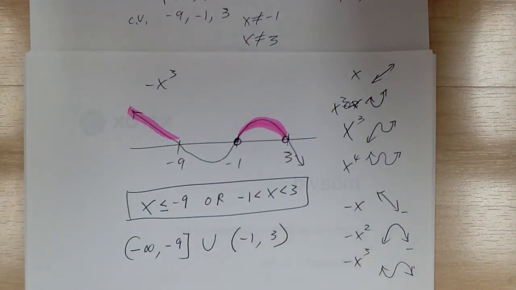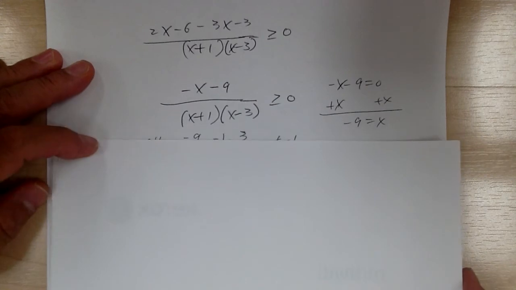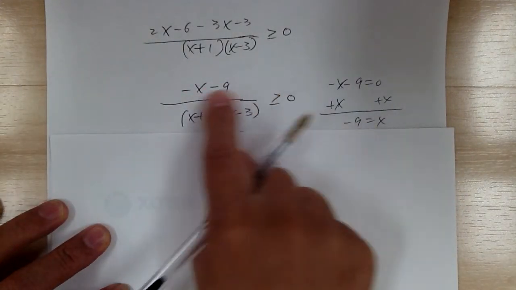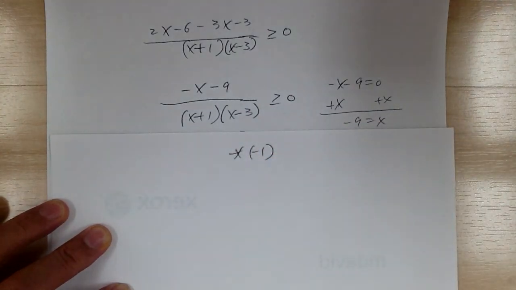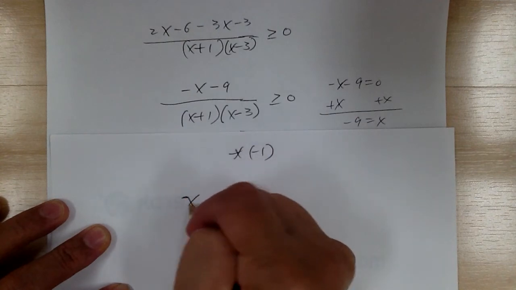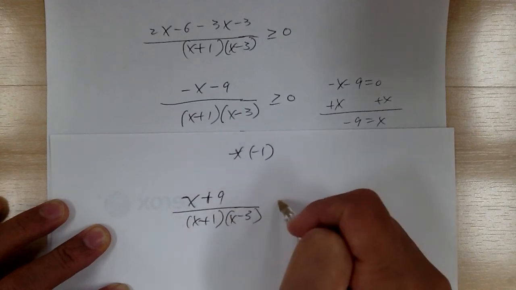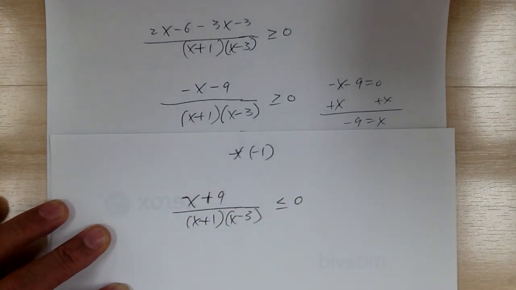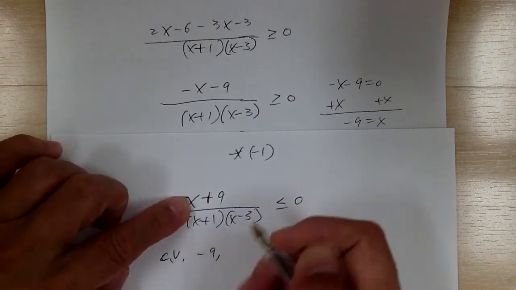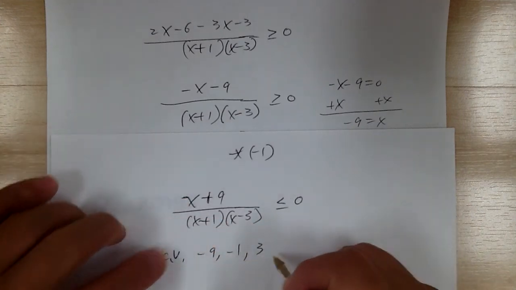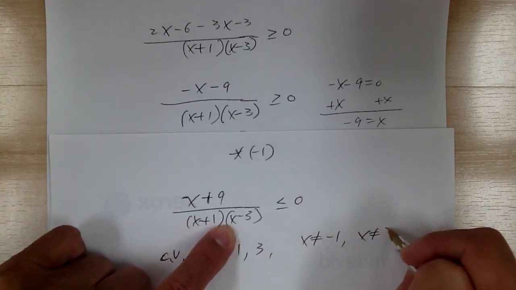Now another approach to this: once you get to this part over here, I don't really like negative coefficients, so I'm going to multiply both sides by negative 1. So I'm going to get x plus 9 over x plus 1, x minus 3, and it's going to be less than or equal to 0. From here it's more obvious that my critical values are negative 9 from here, and negative 1 and 3. And remember, x cannot equal negative 1 because this will make it undefined, and x cannot equal 3, which makes it undefined.